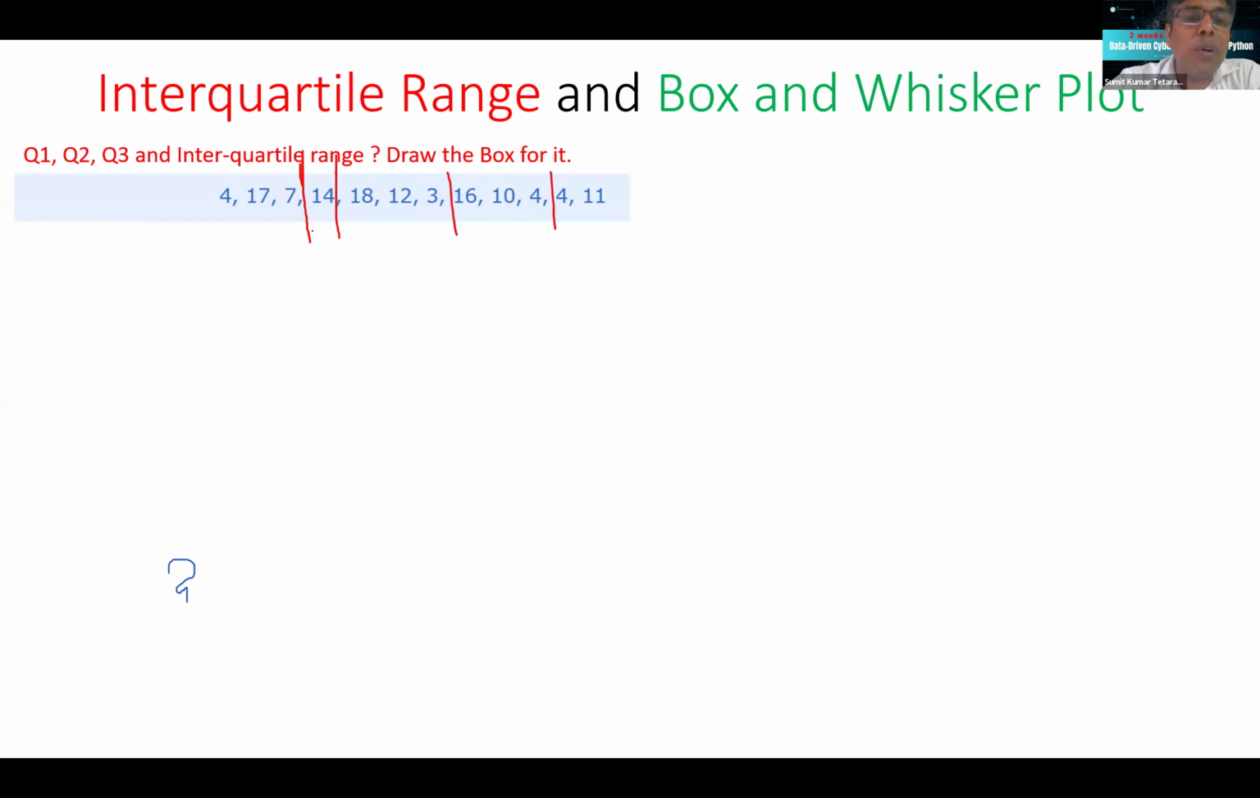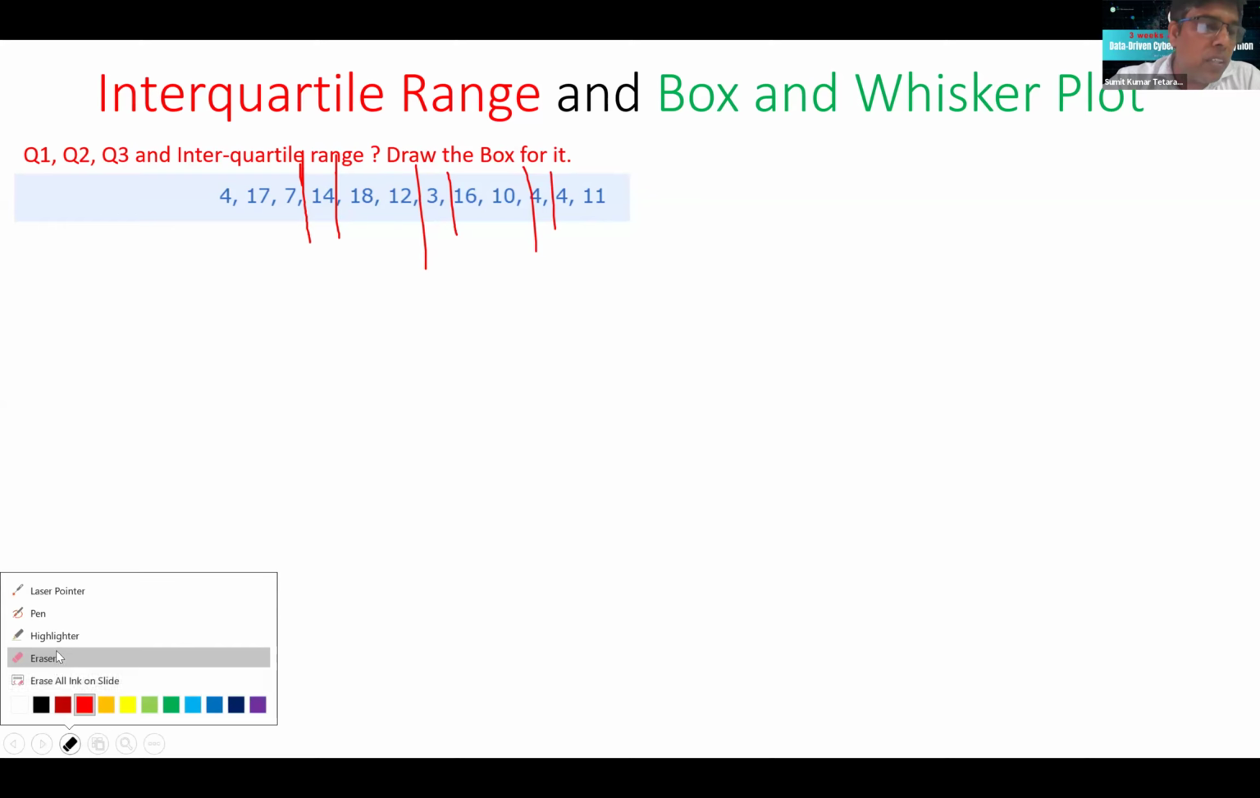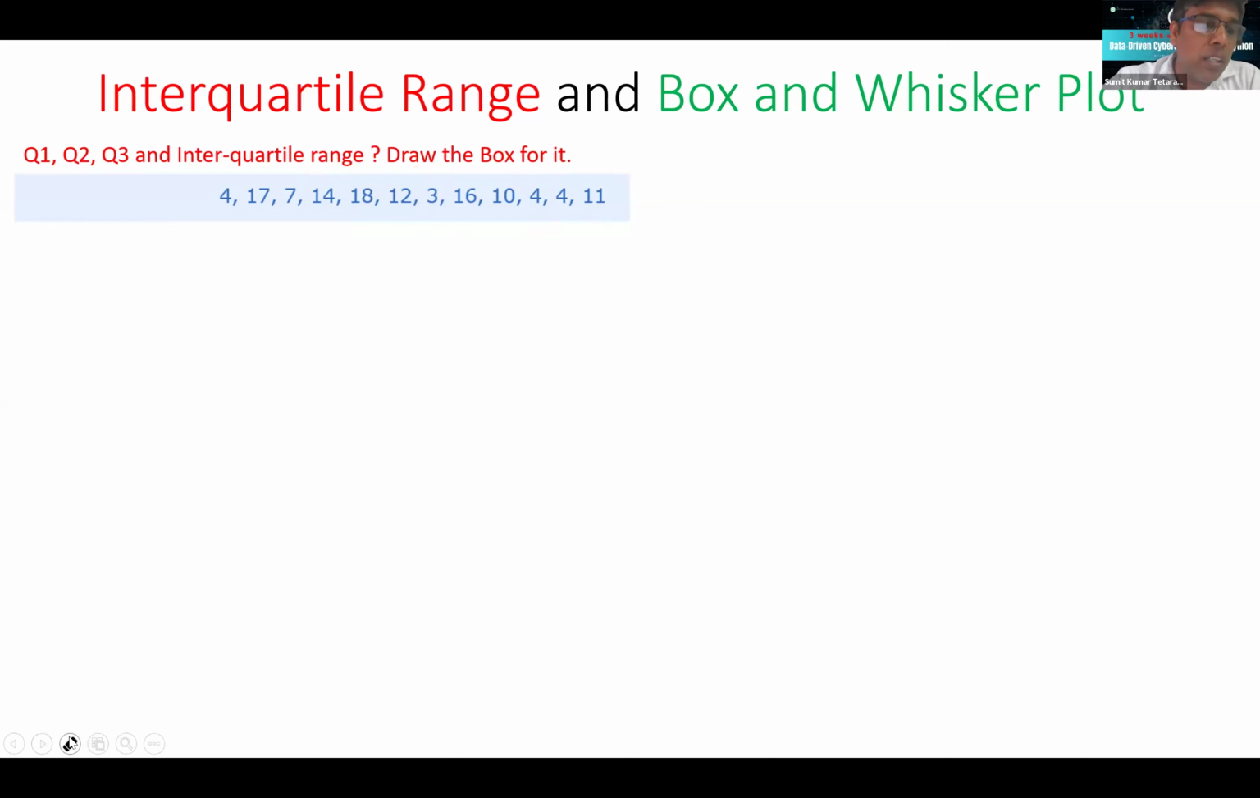You should not start from here. Just like 1 to 3, then 1 to 3, then 1 to 3. Fortunately you may get the quartile, but most of the time you may get it wrong. That's why you have to be more careful about this.